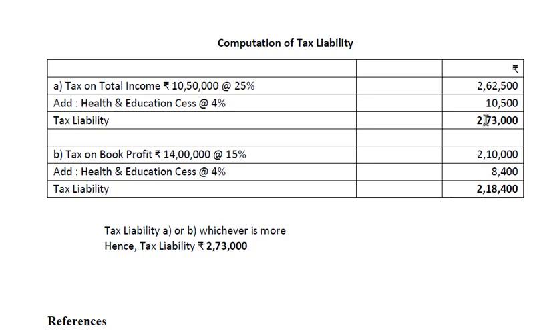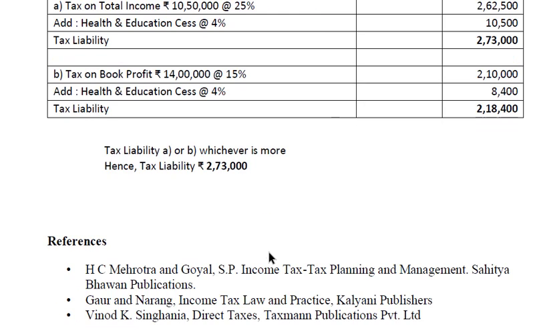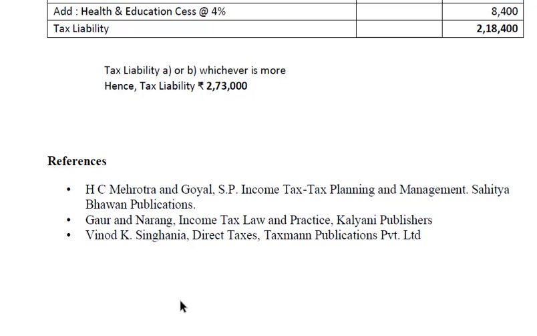Now normal tax is 2,73,000. Minimum alternate tax is 2,18,400. Whichever is higher, so the tax liability is 2,73,000. These are the references for further problems, you can refer them.